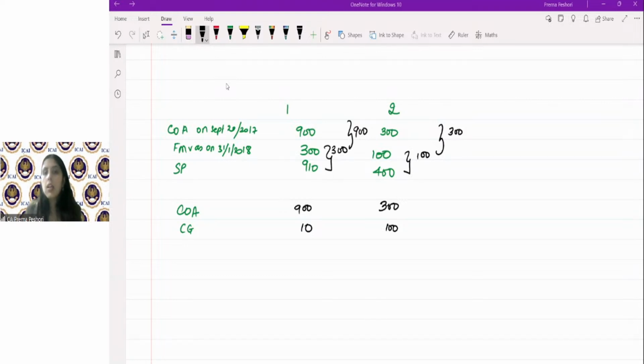Now, one more thing over here, let's try and understand with one example. Let's say the third scenario: cost of acquisition is 410, FMV is 730, selling price is 760. So in that case, what will be your cost of acquisition?